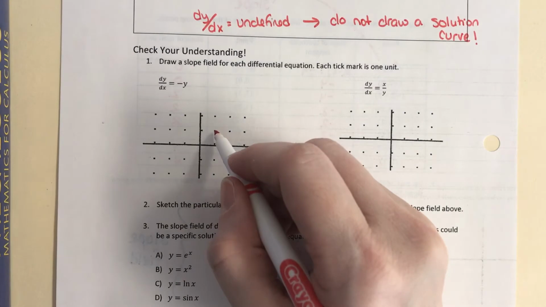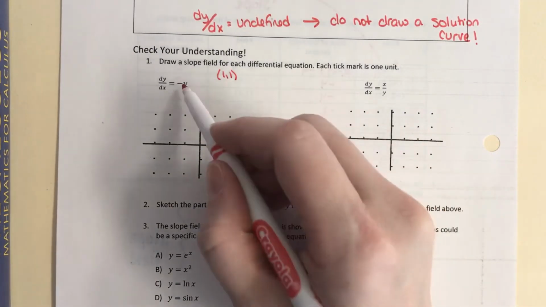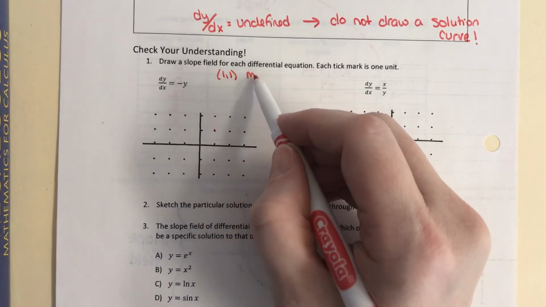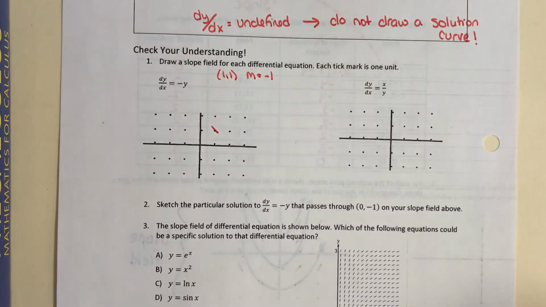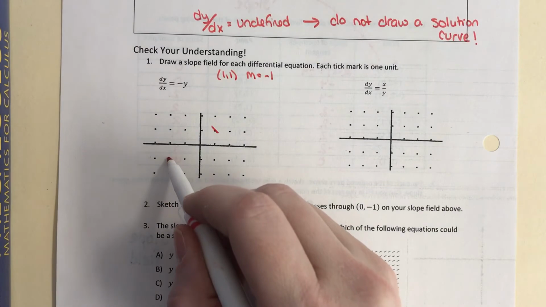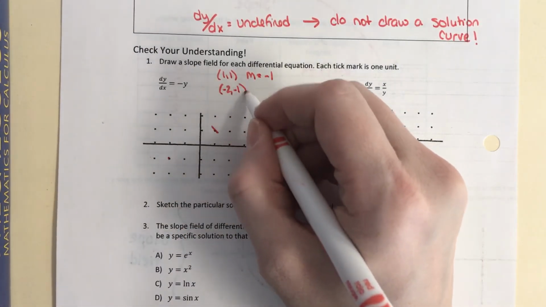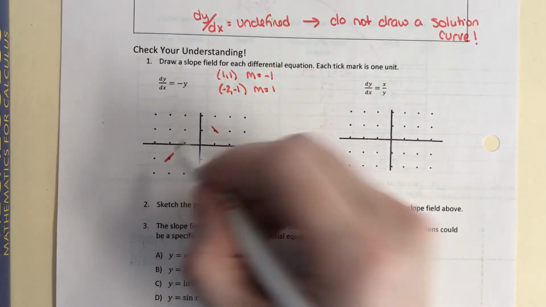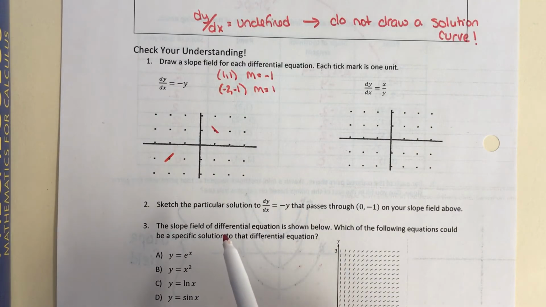So maybe I want to start with (1, 1) here. And I plug it in to my equation, which just needs y. So my slope at (1, 1) is -1. So I'm going to draw a little mark that represents the slope at (1, 1) is -1. Now if I pick a point maybe down here, which is (-2, -1), my slope is +1. So it actually only matters what the y value is each time.